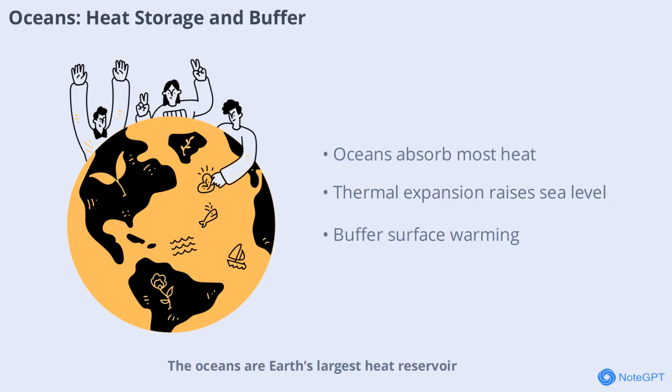Oceans are Earth's largest heat reservoir, absorbing over 90% of the excess heat from greenhouse warming. Their vast volume and high heat capacity mean they warm slowly, buffering surface temperature changes. However, this heat uptake also causes thermal expansion, which is the leading contributor to sea level rise so far. The ocean's role as a heat buffer is crucial in moderating the pace of climate change.